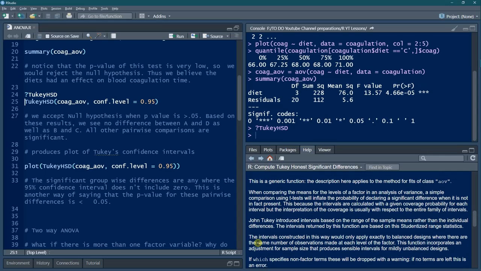So generic function, John Tukey introduced intervals based on the range of sample means rather than the individual differences. That's why this becomes honest. Whereas in the independent sample test, sometimes you get a difference reported, but actually there will not be a difference. But that problem is overcome by honest significant difference. This is a post hoc test. Basically, after the Anova, if you find differences, then you do the post hoc test. And let us do this test now.